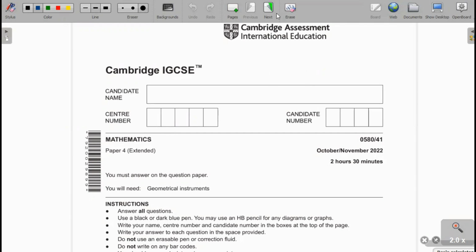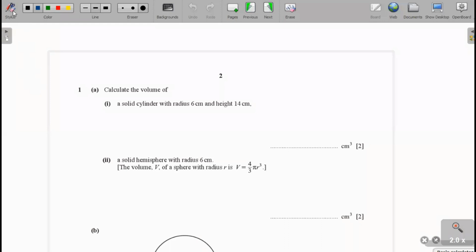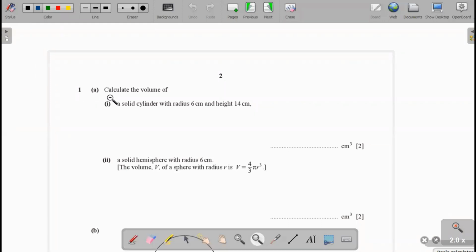Now let's start the paper. Question 1. Part A. Calculate the estimate value of a solid cylinder with radius 6 cm and height 14 cm. Here you have to find the volume of the cylinder. Now the volume of cylinder formula is pi r square h. This is the formula of volume of cylinder.